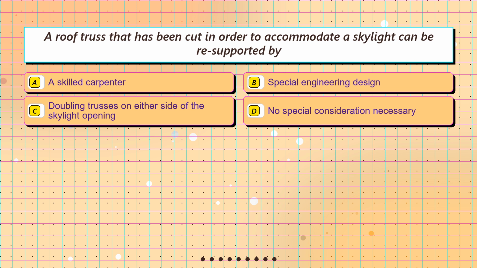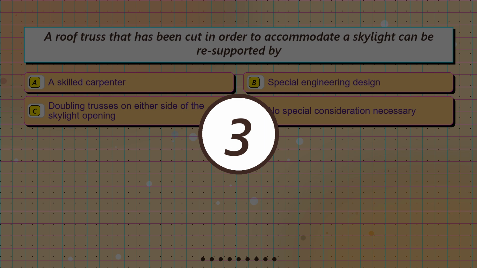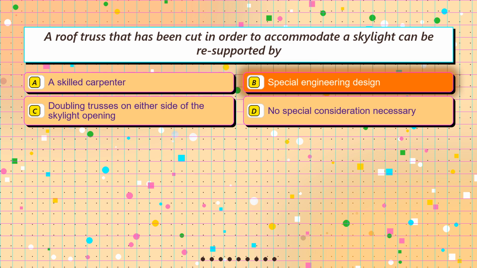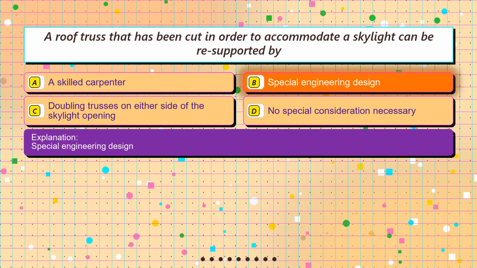Question 2. A roof truss that has been cut in order to accommodate a skylight can be resupported by: Option A, a skilled carpenter. Option B, special engineering design. Option C, doubling trusses on either side of the skylight opening. Option D, no special consideration necessary. The correct answer is option B, special engineering design.